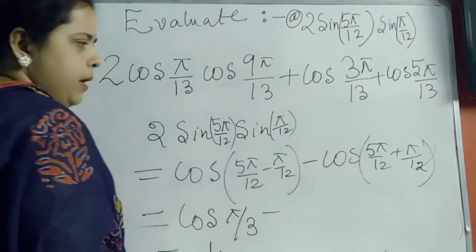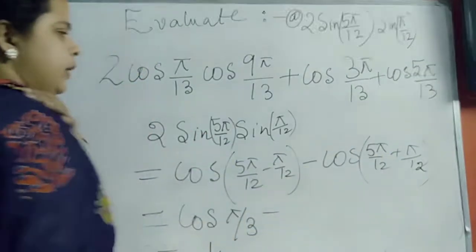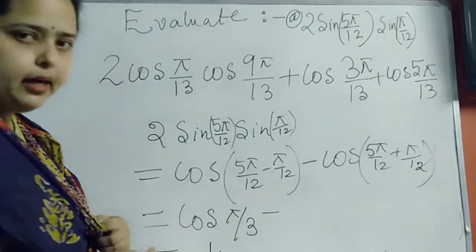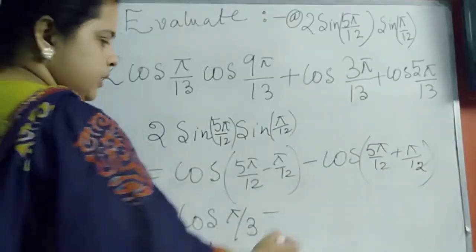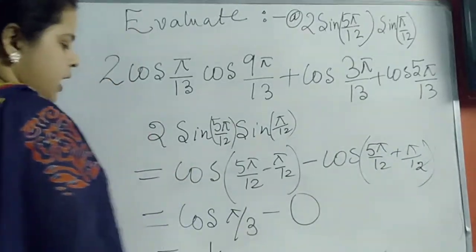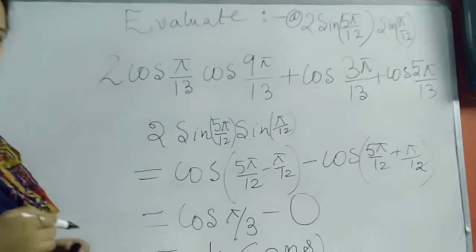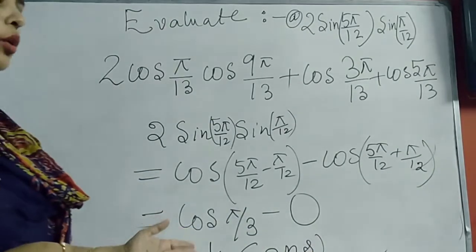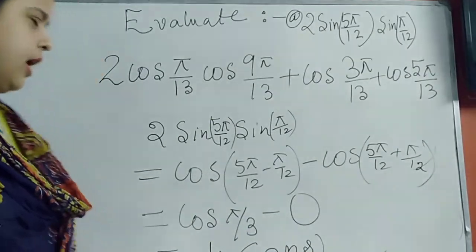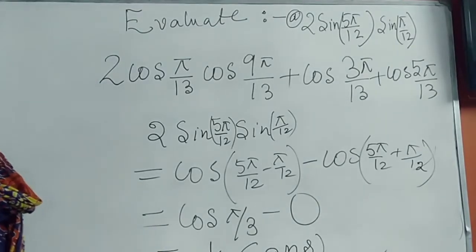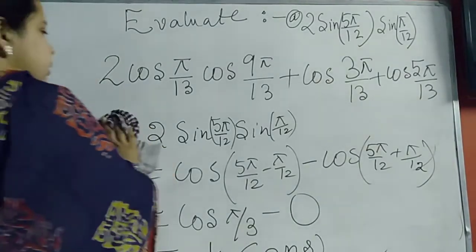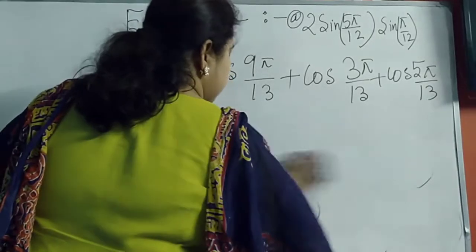In the second part, it is 6 pi by 12, which is cos pi by 2. Cos pi by 2 means 0. So the answer is half only. So it is an MCQ or a 1 mark problem and the solution is in front of you. Moving on to the second problem. Please have a look at it.